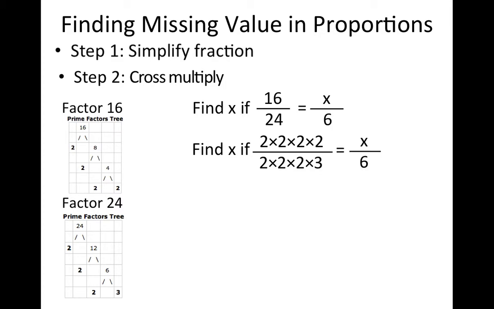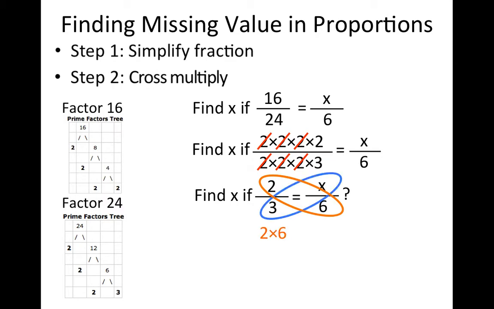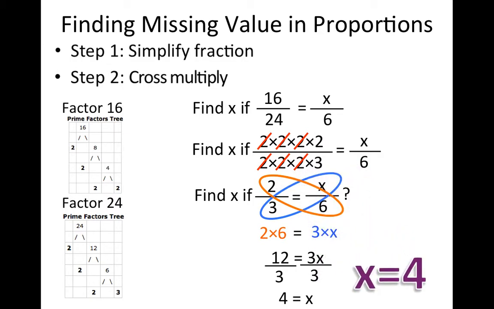We cross out the extras, and we're left with the equation: find x if 2/3 equals x/6. So now we cross multiply. We find that 2 times 6 equals 3 times x, or 12 equals 3x. We divide both sides by 3 to isolate our variable, and we're left with 4 equals x, or x equals 4 is our answer.